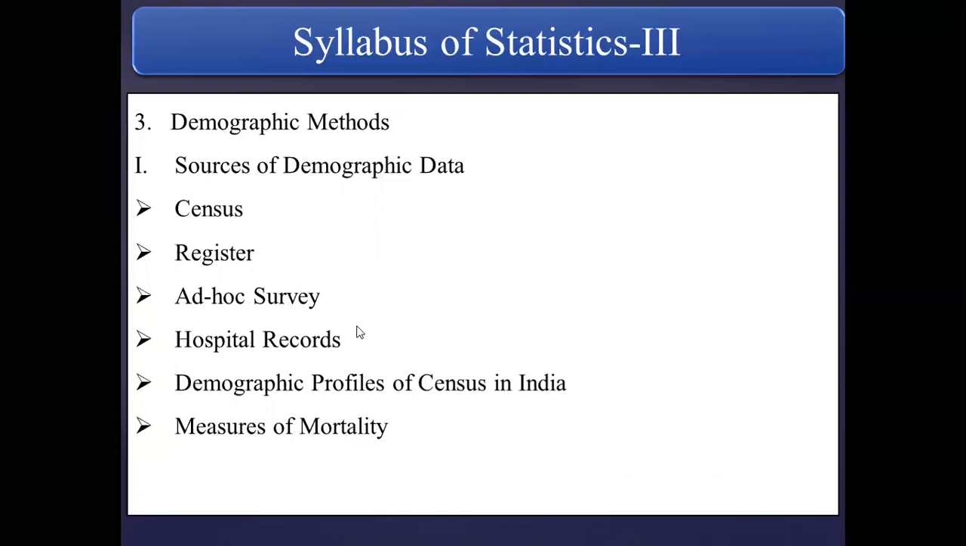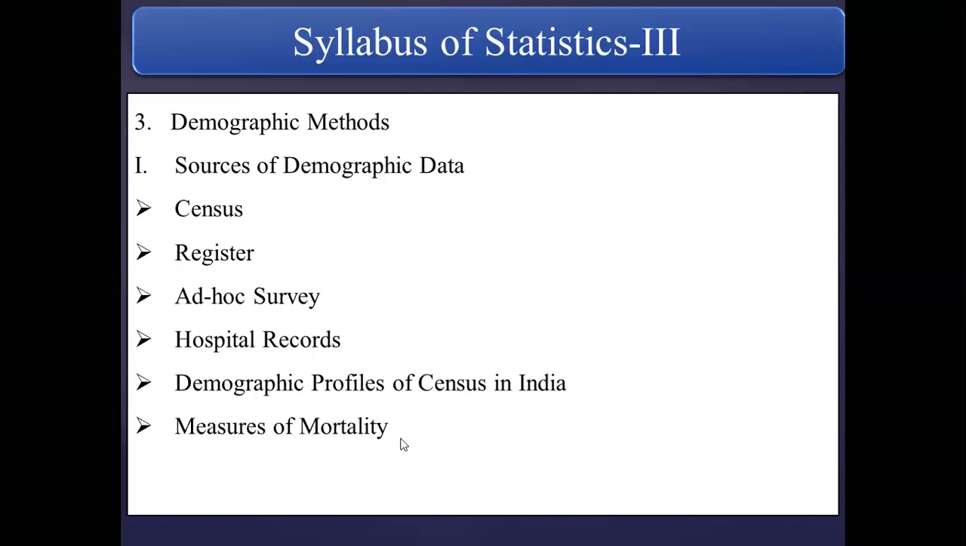That means when you see the records of a hospital, you can get the information regarding death, its causes, birth, its causes, and the list of patients. So again, it is a very important part of demographic data. Then the demographic profile of census in India. Then we'll see measures of mortality.